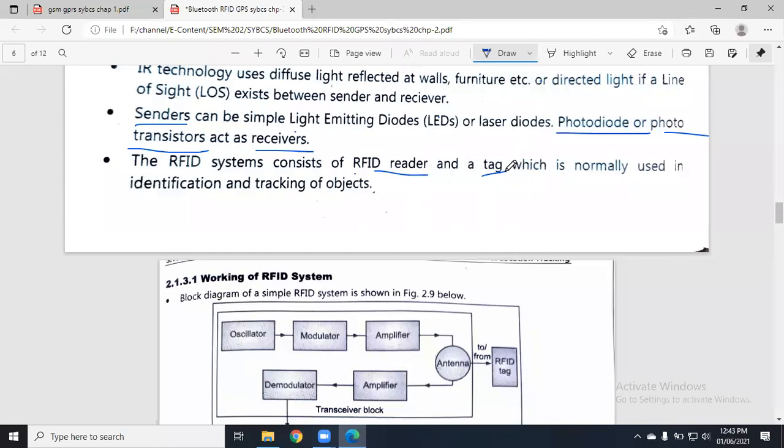There are two different things. First one, you have a reader, and second one, you have a tag, right? The reader is situated at the outside of your office, and the tag is what you carry all the time. Whenever you stick your tag to the reader, the reader will read the information on that tag, and it will simply allow you to enter inside the office.